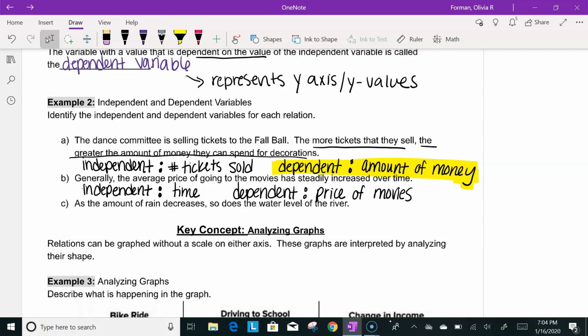The last one says, as the amount of rain decreases, so does the water level of the river. So again, the independent, that's going to be your amount of rain.